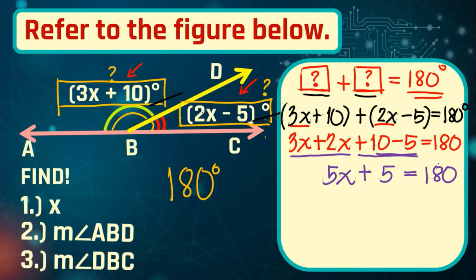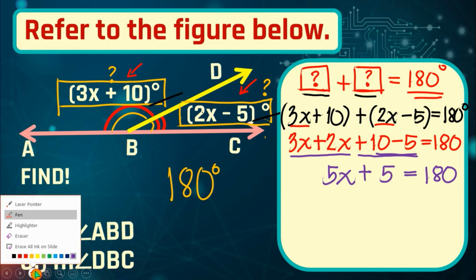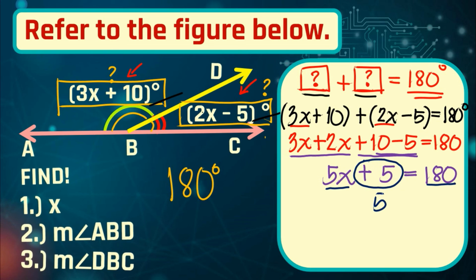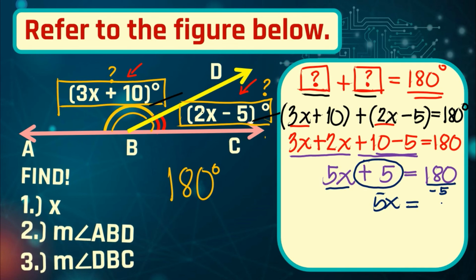What are you going to do next? Solving linear equation in one variable, what do we do next? We have to get 5x only. So we have to remove the plus 5 by applying subtraction property of equality. So ibawas lang natin yun dito. Naalala yun? So we're going to have 5x on the left side equals 180 minus 5. Diretso mo na ha. That is 175.